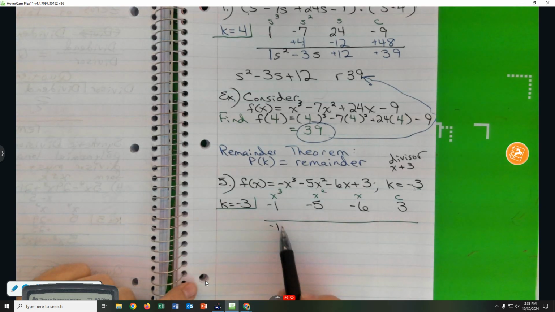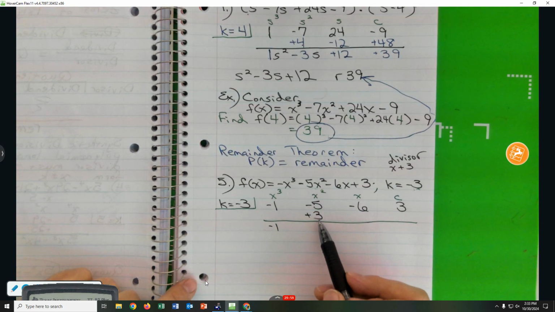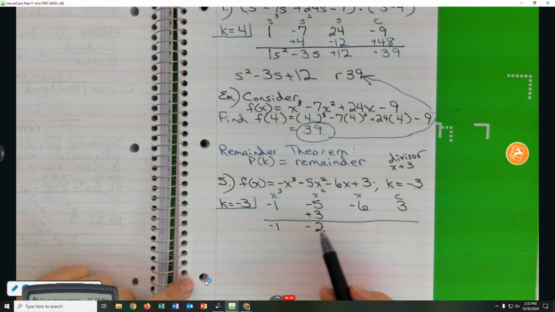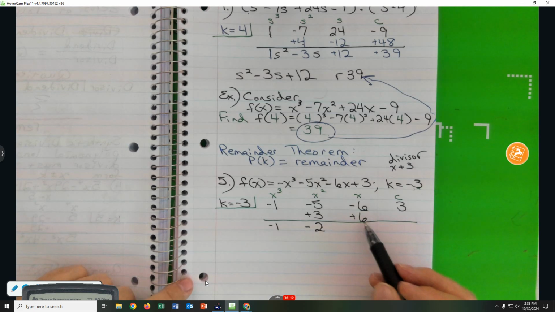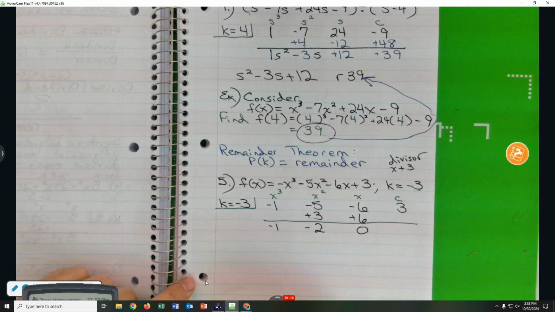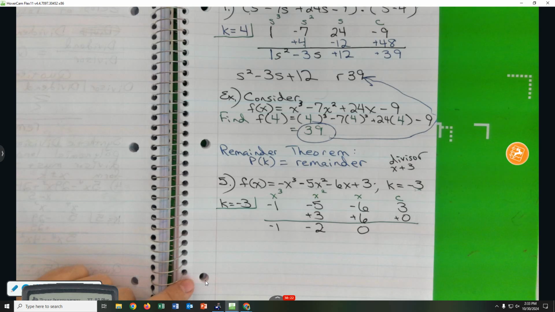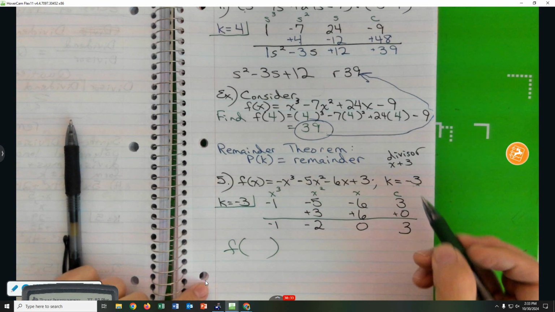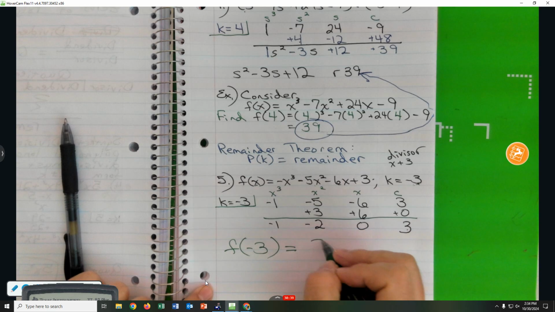Then negative 3 times negative 1 gives me a positive 3. Negative 5 plus 3 gives me a negative 2. Negative 2 times negative 3 gives us a positive 6. Negative 6 plus 6 gives me a 0. 0 times negative 3 is 0. And what's my remainder? 3. That means if I plugged negative 3 into this function for x, I should expect it to equal positive 3.